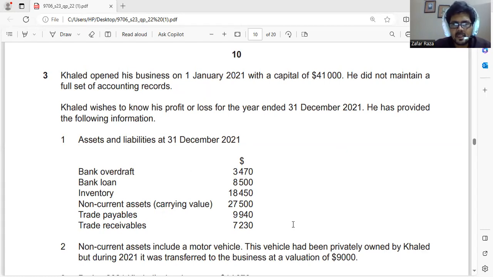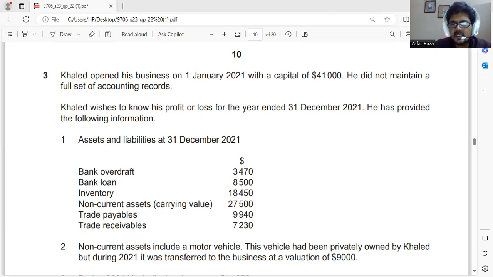Now, Khalid opened his business on 1st January 2021 with a capital of $41,000. So this is the capital at start. He did not maintain a complete set of accounting records. Khalid wishes to know his profit and loss for the year ended 31st December 2021. He has provided the following information. These are the assets and liabilities given at the end of 2021. Starting capital is 41,000. Ending capital we have to calculate by using these assets and liabilities figures.